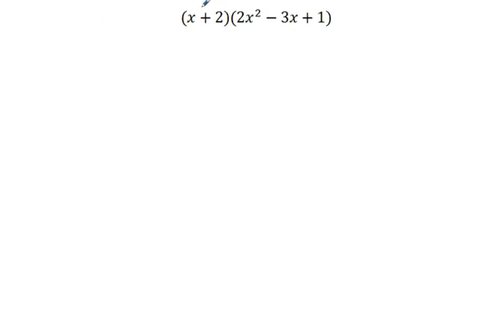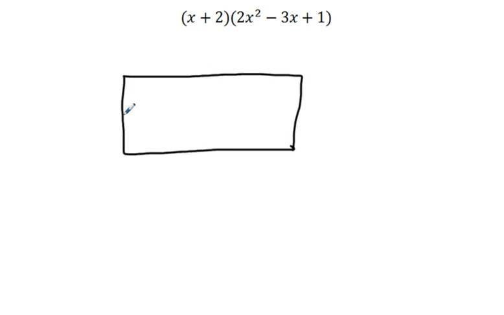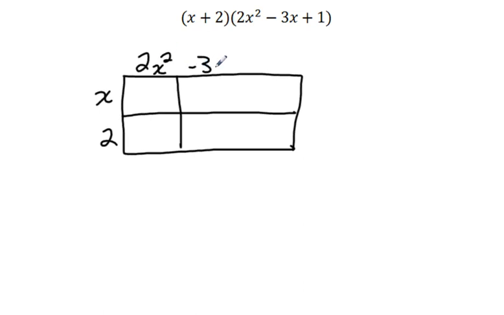Here's a binomial multiplied by a trinomial. And we can do either method. I'm wanting to do this one using the box method. So here we go. Remember, I like to do my smaller one as my rows. So we've got x plus 2 as my rows. And then as the columns, I like to do the bigger polynomial. So we've got 2x squared minus 3x plus 1.